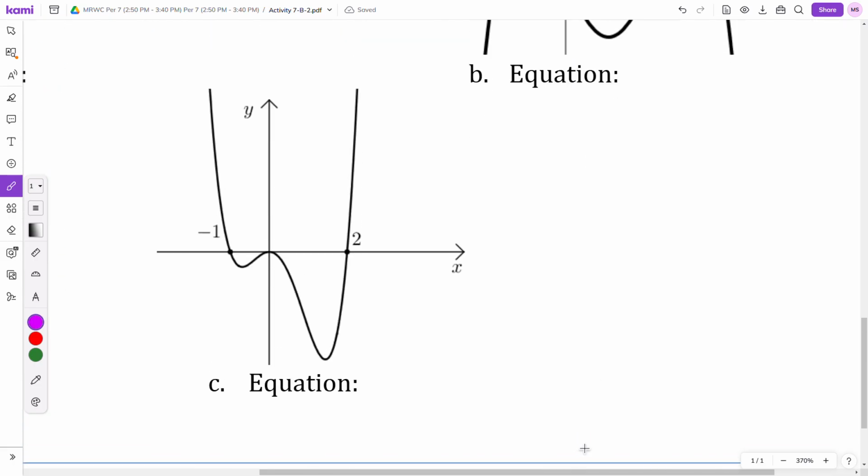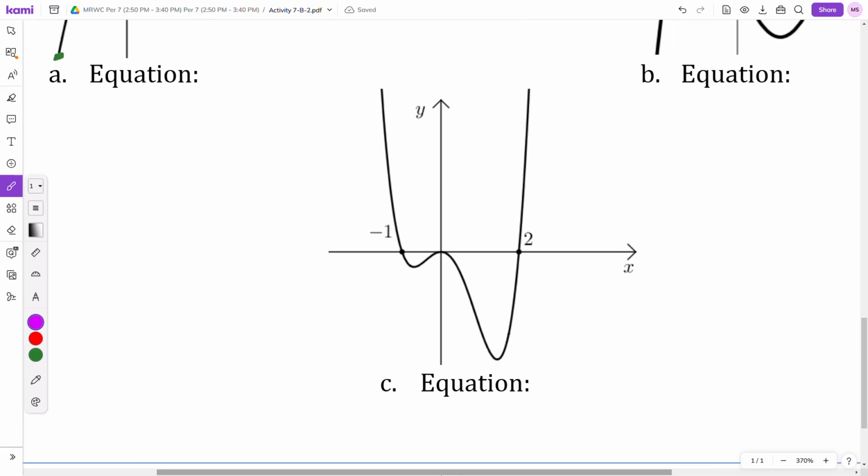Can you do the last one? Pause the video now and make your attempt, and then watch the explanation. And we're back. So this one here, yeah, go ahead, tell me. Tell me what it is.